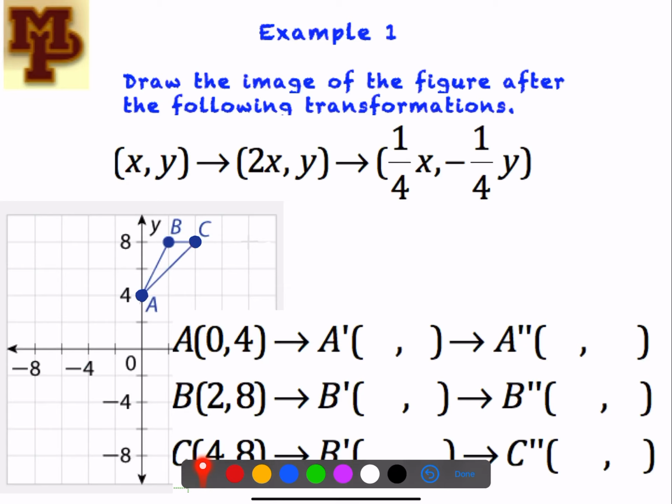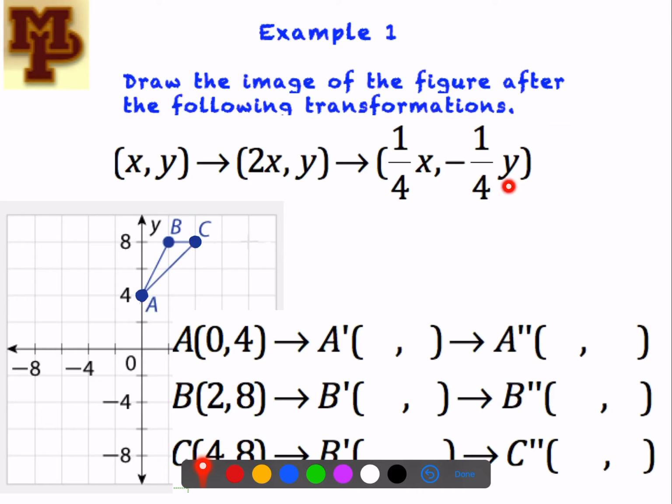Alright, so here is our main focus of today, these practice problems. You're going to draw the image of the figure after the following transformation. So (x, y) turns to (2x, y), which then is transformed into (1/4 x, negative 1/4 y). Go ahead and pause the video, try this one out.